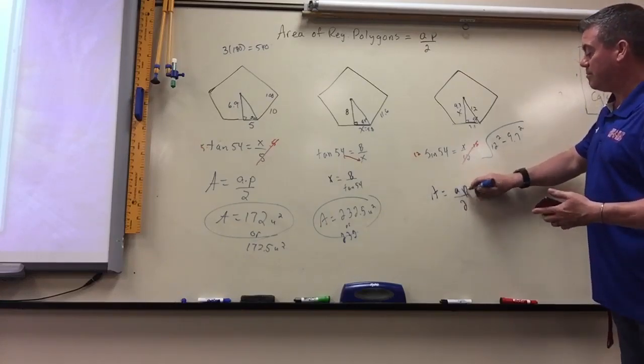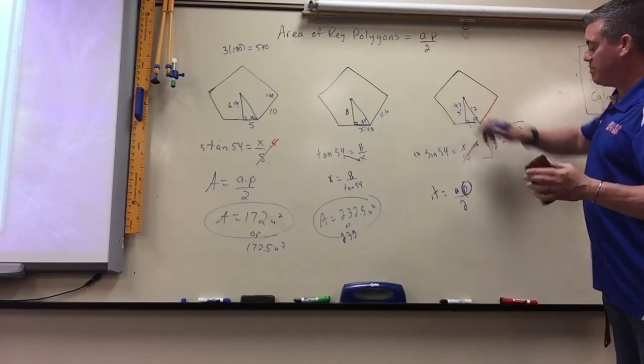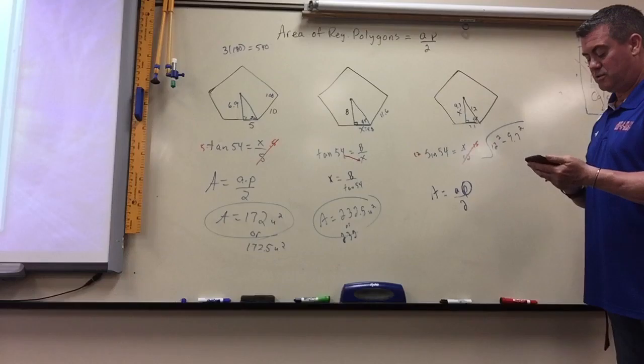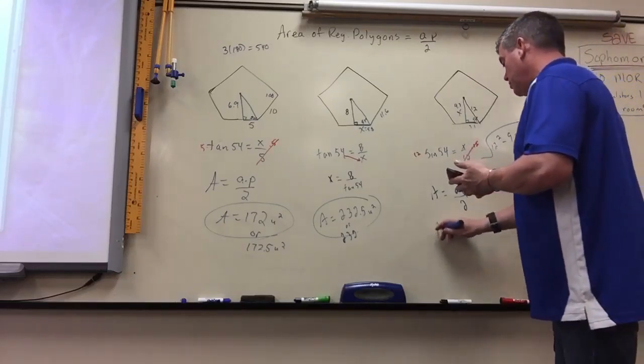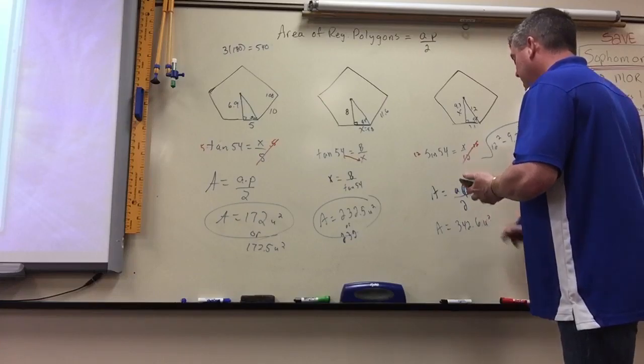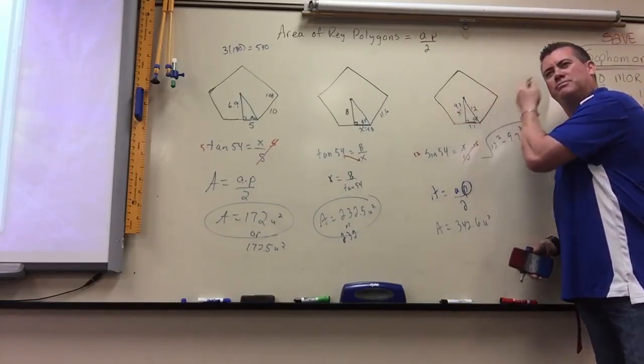And then, because right now I have this number on my calculator, take it times the apothem, and then divide by 2. So that'd be 342.6. Now that's not real accurate because we did round this number too.